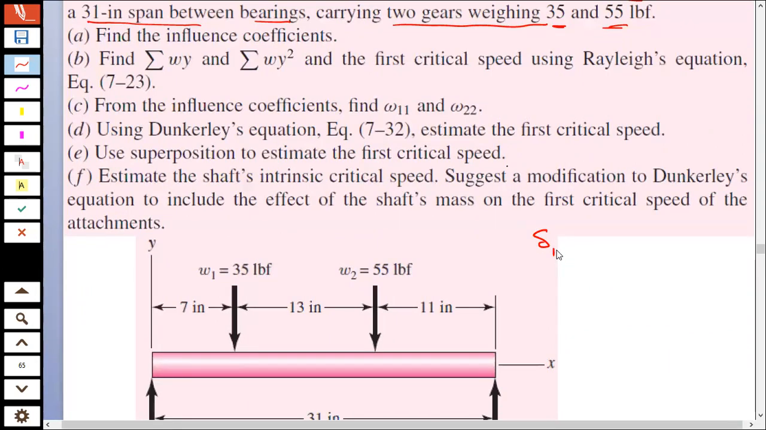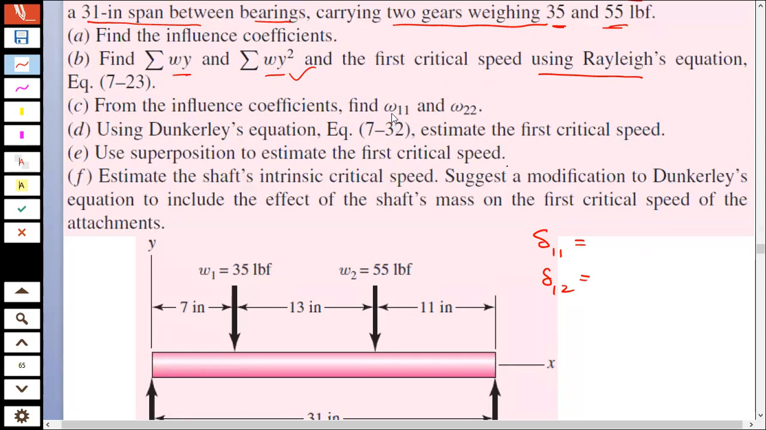Delta 1 1 and delta 1 2 will be your influence coefficients. And we have formulas for that, as we already discussed. So find the sum of wy and the sum of wy squares, which we will use in the equations, and find the critical speeds using Rayleigh's equation. So these are used in the Rayleigh's equations. That's why he wants us to calculate.